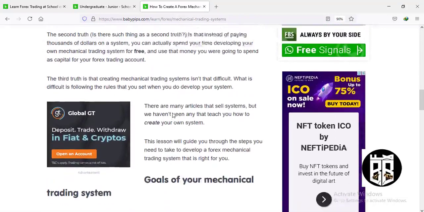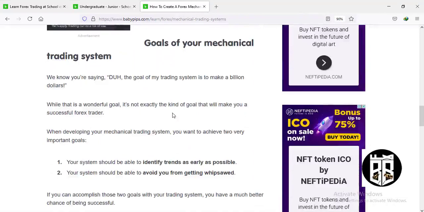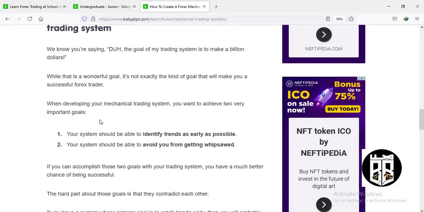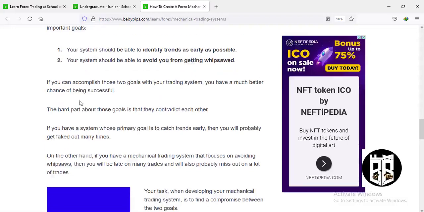So let's now go further to see the goals of your mechanical trading system. Now your mechanical trading system should contain 2 basic things. 1, your system should be able to identify trends as early as possible. 2, your system should be able to keep you from getting whipsawed. But it is really true that there is no trader out there who doesn't get whipsawed.